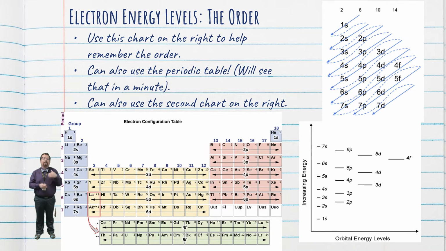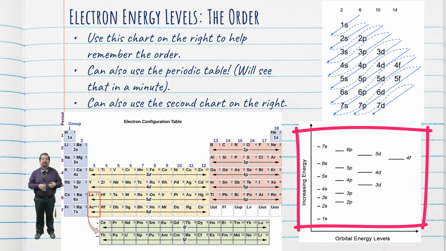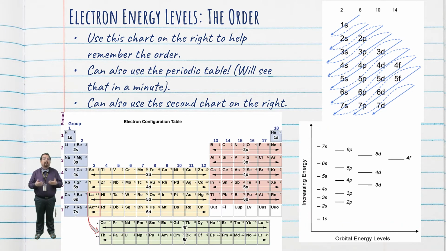If you can remember how to draw that chart and how to draw those arrows and just follow the order through, that's probably the easiest way to remember it. On occasion, you'll also have this handy-dandy chart available. This chart is an energy diagram that shows us all of the subshells as a line, and they're put together on there relative to how much energy they have. So the least energy is at the bottom and the most energy is at the top.